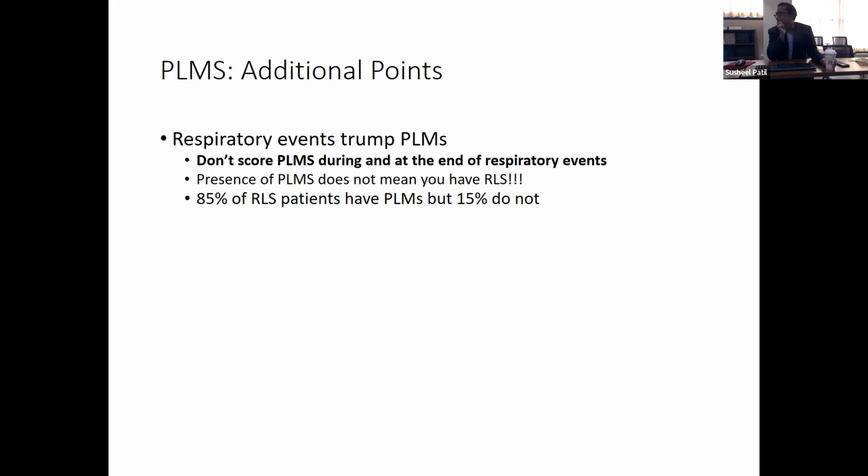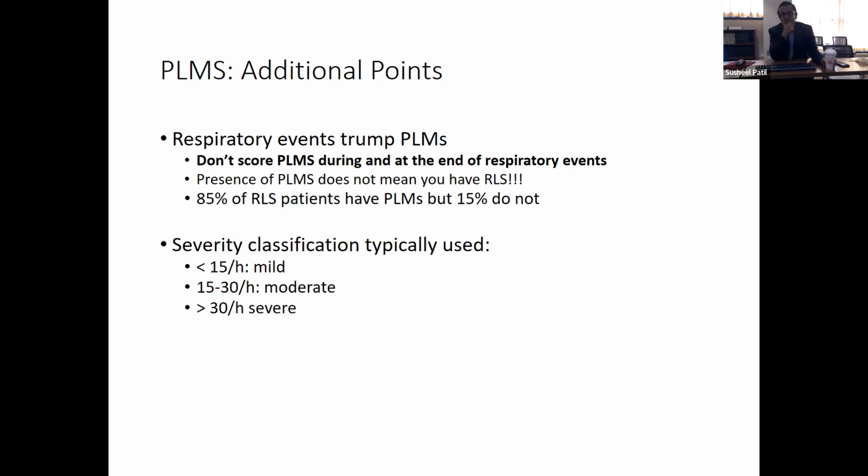Could they be checking over the sleep history questionnaires that they filled out? RLS is a clinical diagnosis, not a PSG diagnosis. So 85% of RLS patients have PLMs, but 15% do not. The typical severity classification most often used parallels, to some extent, mild, moderate, severe apnea: less than 15 would be mild, 15 to 30 kicks per hour would be moderate, more than 30 would be severe. There is no evidence base behind this. This is just consensus.